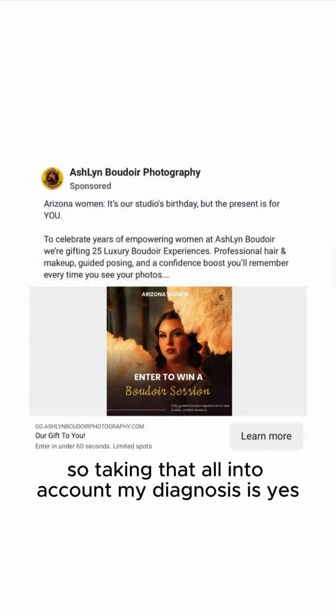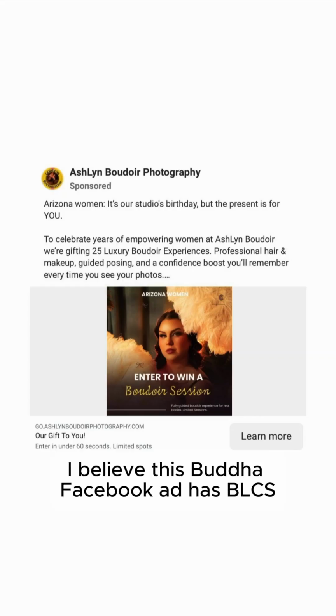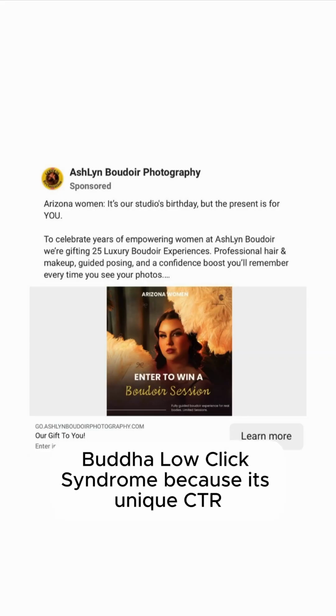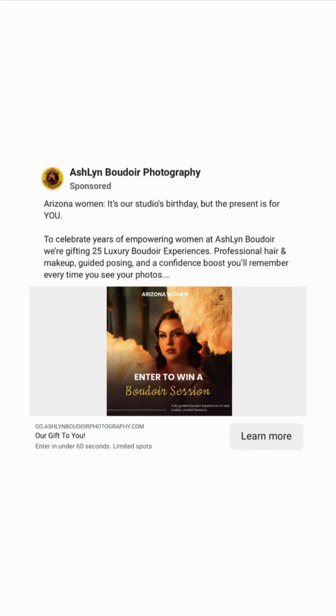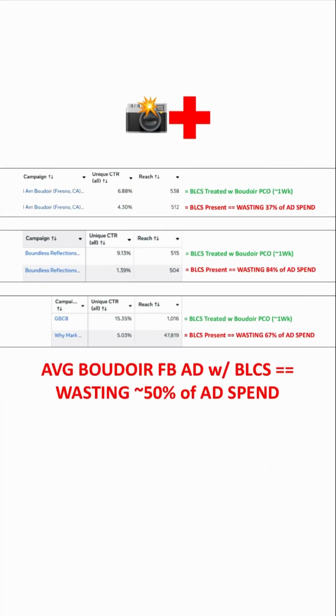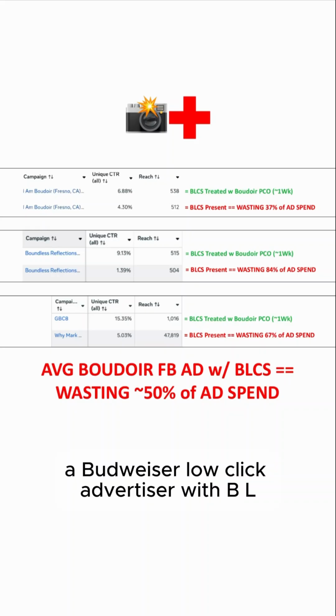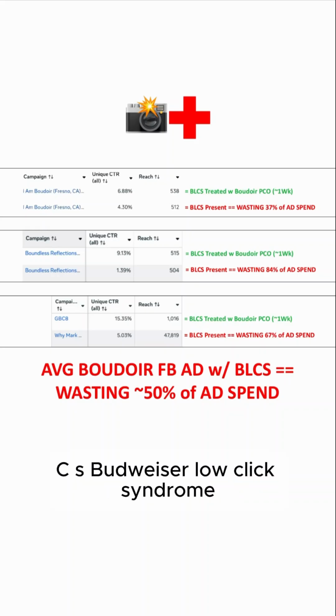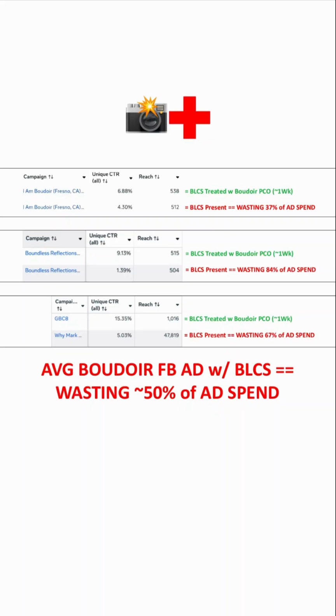So, taking that all into account, my diagnosis is yes, I believe this Boudoir Facebook ad has BLCS, Boudoir low click syndrome, because its unique CTR is under 6%. So if you're a BLCA, a Boudoir low click advertiser, with BLCS, your Boudoir Facebook ads have a unique CTR under 6%.